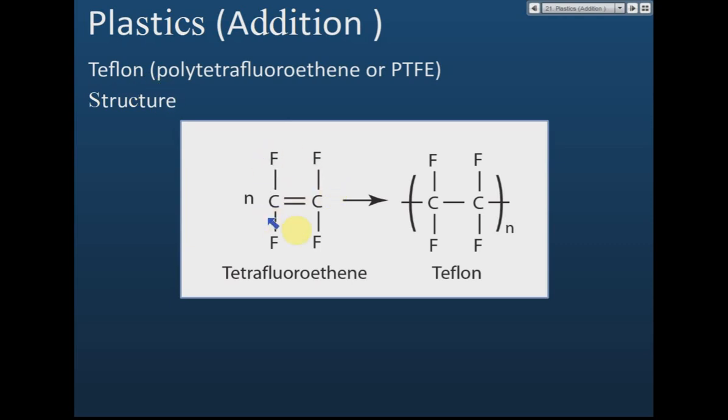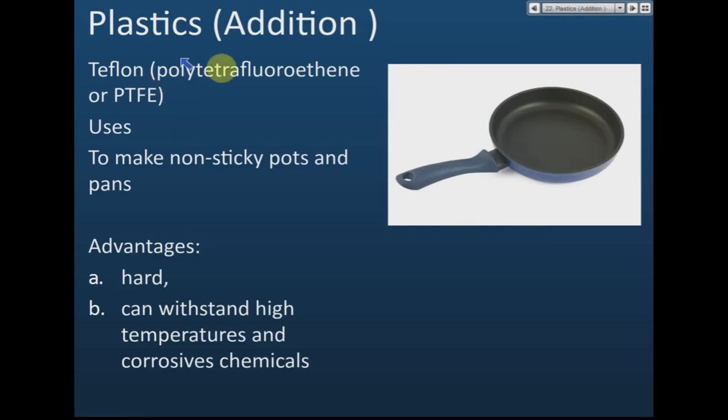Teflon, the structure is also similar to ethene, but all the hydrogens are replaced by fluorine. So it's tetrafluoroethene. For ethene, all of these are hydrogen, but this one is all fluorine. So tetrafluoroethene. Through addition reactions, we make them join together. The use of it is to make non-sticky pots or pans.